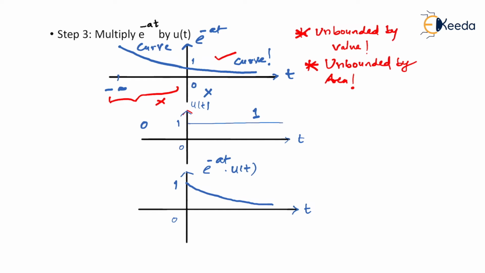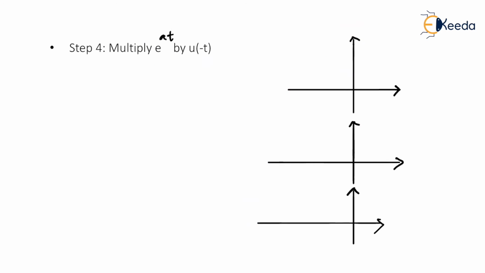Let me name this figure as figure 3. So this is figure 3. Step number 4: multiply e to the power at by u of minus t, and definitely it has the same reason. So we'll see. First of all, I'll recall the e to the power at curve, and I'm sure you remember it was like this because it has a positive exponential curve.